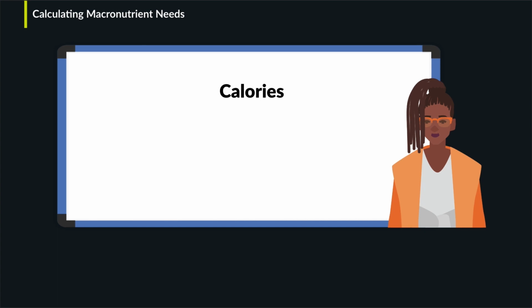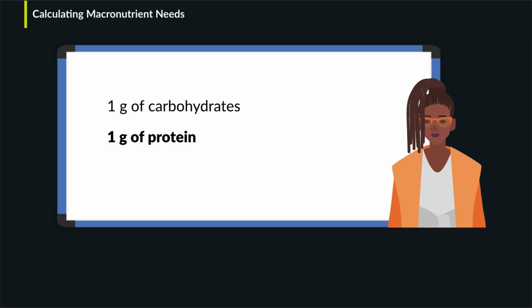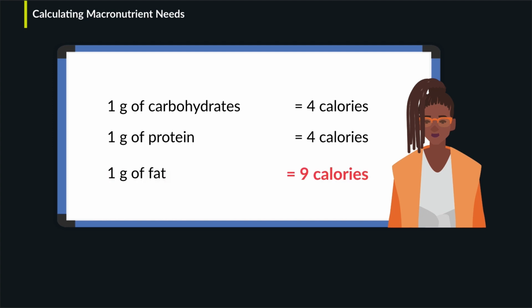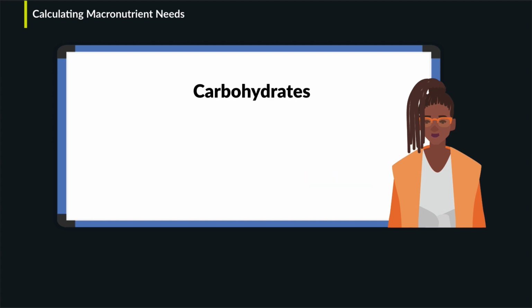We have to convert those calories into grams. Recall how each gram of carbohydrate and protein has 4 calories per gram. Fat gives us 9 calories per gram. So divide the 900 calories from carbohydrates by 4 to get 225. That's 225 grams a day from carbohydrates.